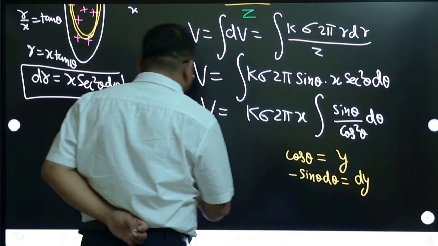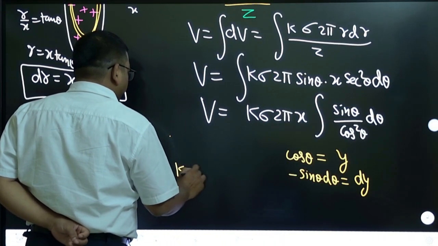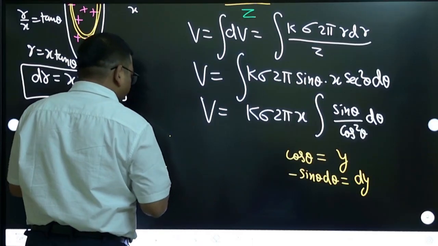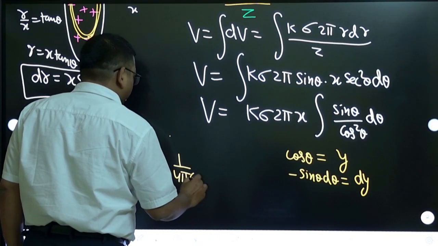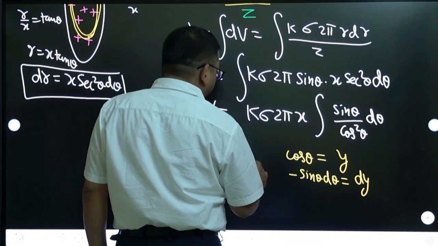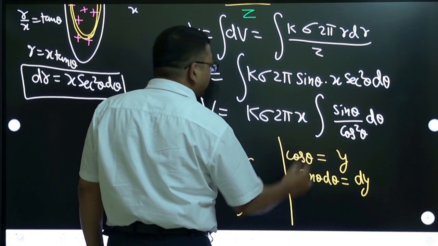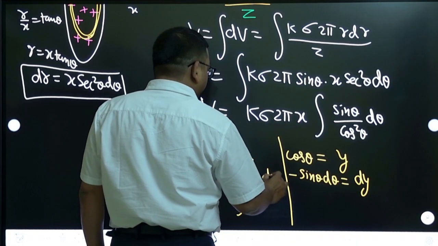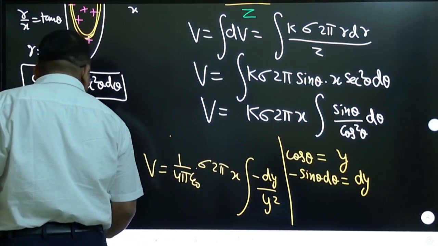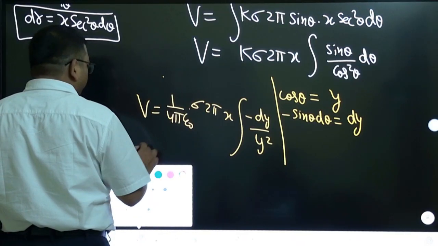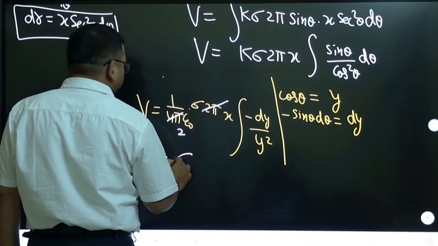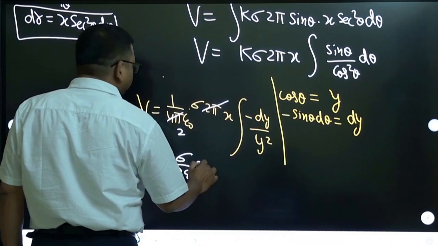Let us do that. So this potential V can be written as k sigma 2 pi x. Also k you can write as 1 by 4 pi epsilon naught, sigma 2 pi x. This sine theta d theta will become minus dy and cos square becomes y square. So this has become an easy calculation by substitution. That's how we should learn maths. Okay. So 2 pi, this will get cancelled. So sigma by 2 epsilon naught x.